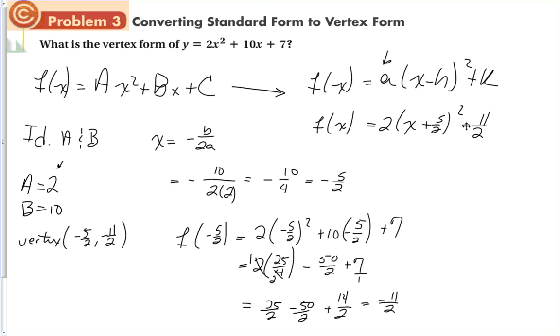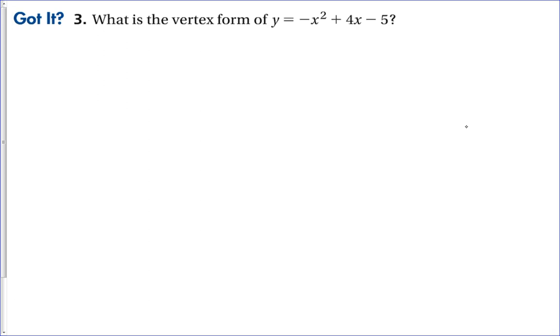Here's what I want you to try. What is vertex form of y equals negative x squared plus 4x minus 5? Go ahead and pause the video and figure this out.